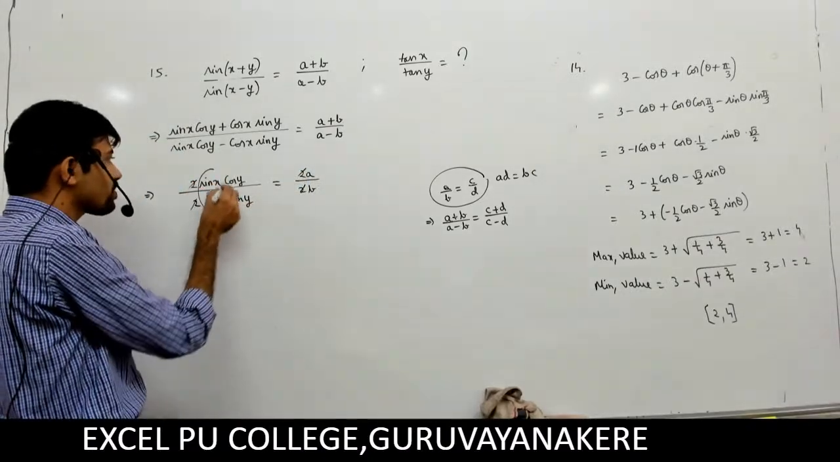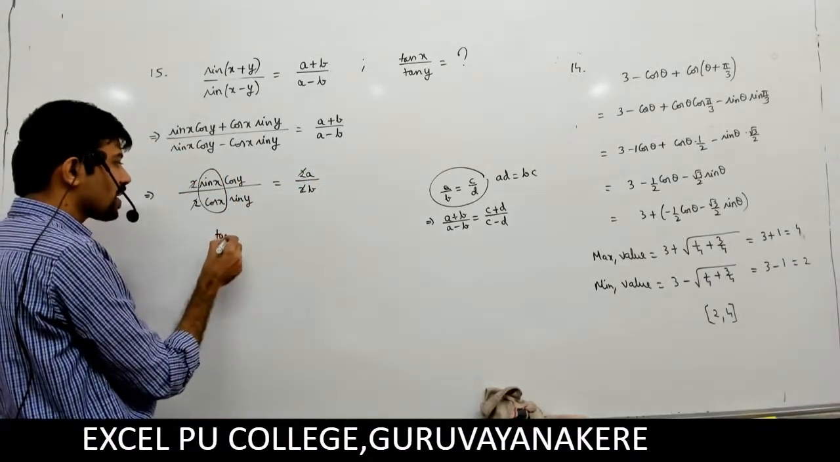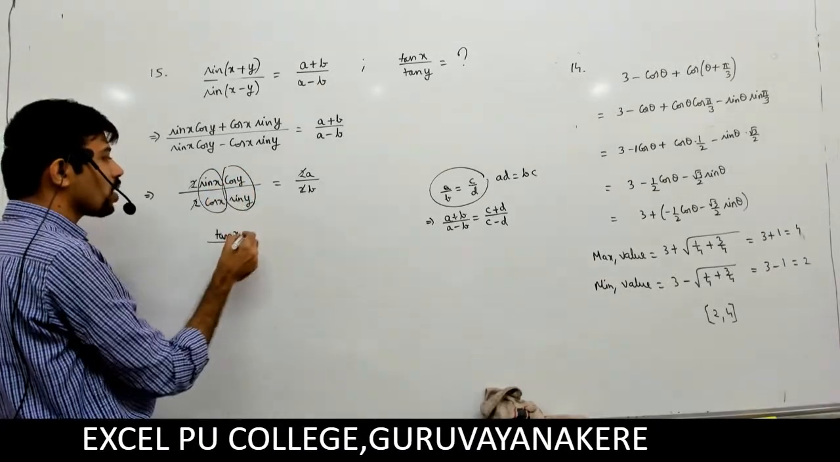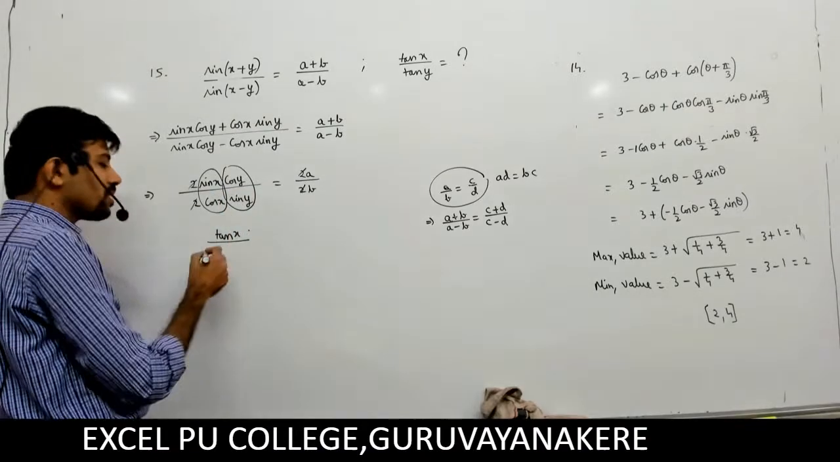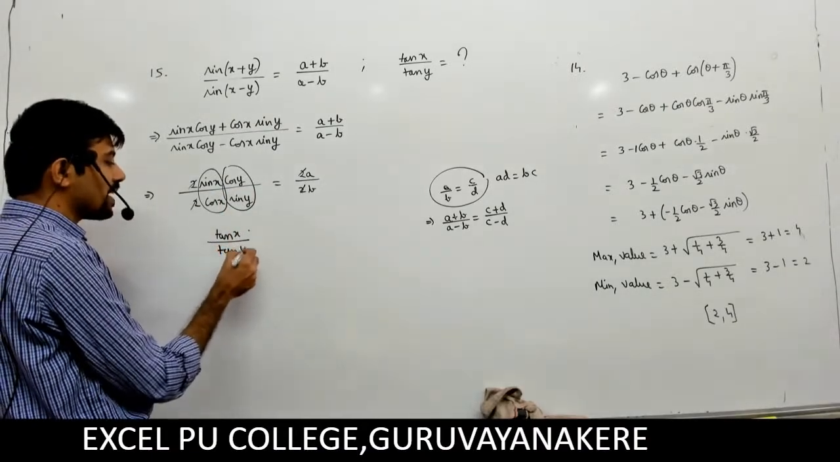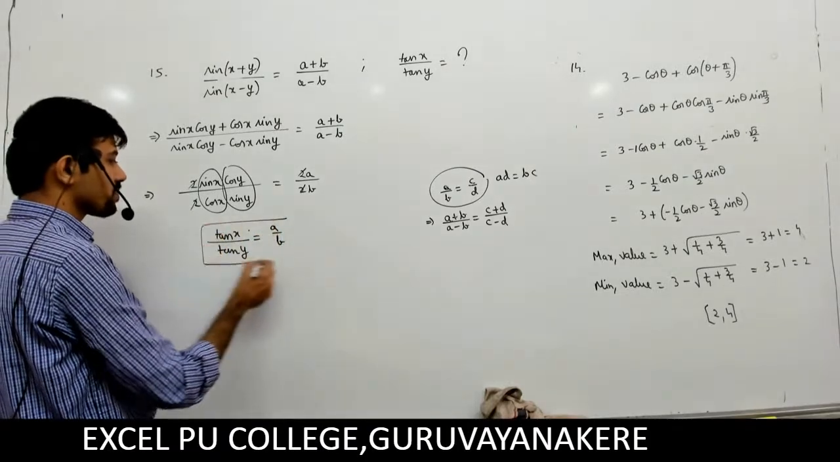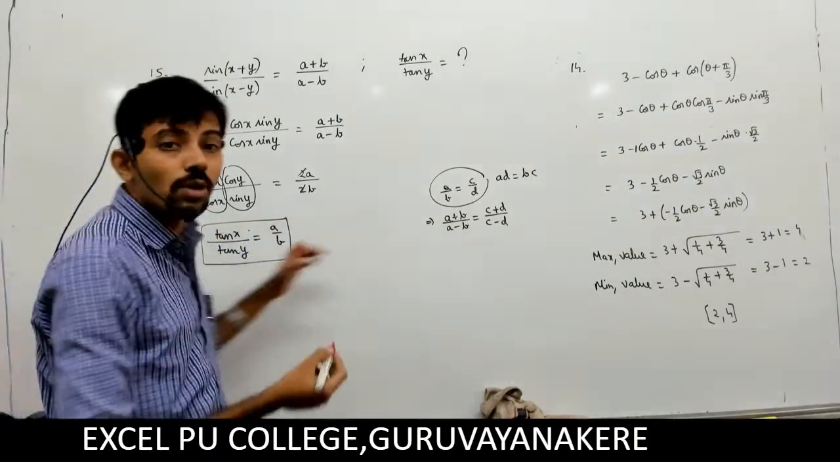Sin by cos is tan, no? Sin x by cos x is tan x. Cos y by sin y is cot y. Cot y taken in the denominator becomes tan y, because cot is 1 by tan. So tan x by tan y is a by b. Simple question, right? But you must know this property of ratio.